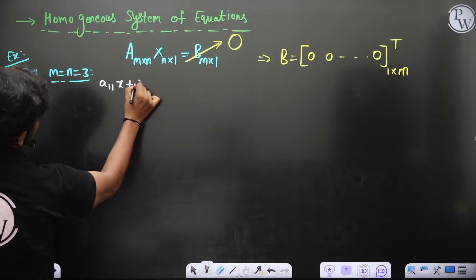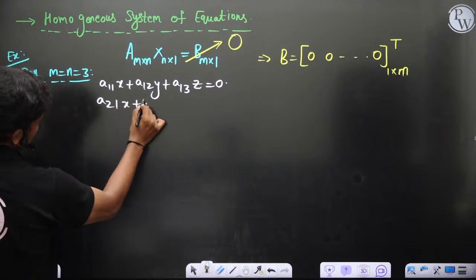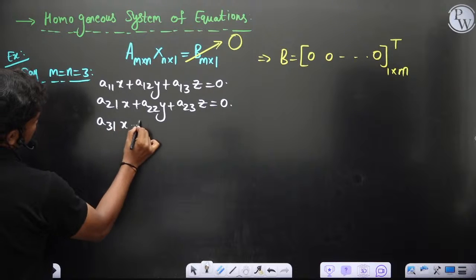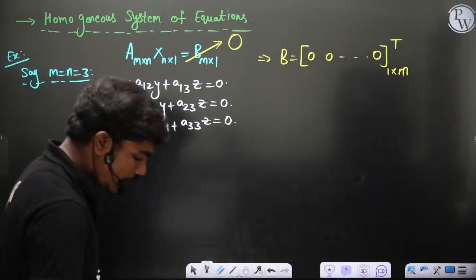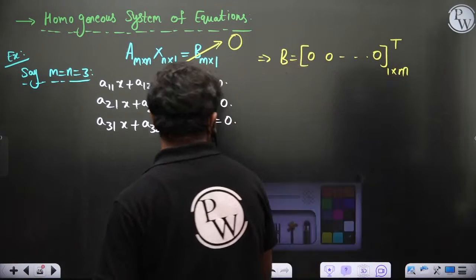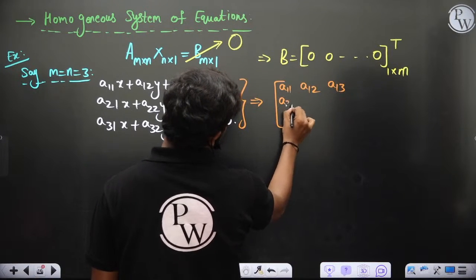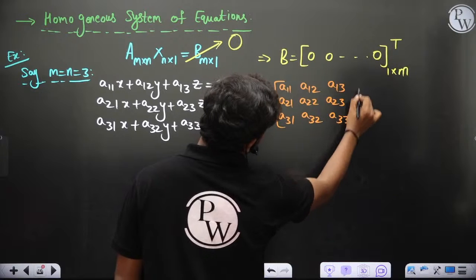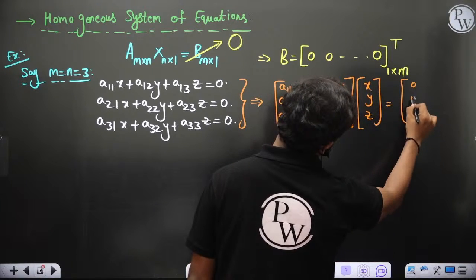a11 x plus a12 y plus a13 z is equal to 0, a21 x plus a22 y plus a23 z is also 0, a31 x plus a32 y plus a33 z is also 0. So let's say you have these 3 equations, and ultimately those are homogeneous equations because the right hand side is 0. Now if you try to convert this into a matrix system of equations, you end up with A11, A12, A13, A21, A22, A23, A31, A32 and A33, multiplied with x, y, z, is equal to 0, 0, 0. This is what you have.